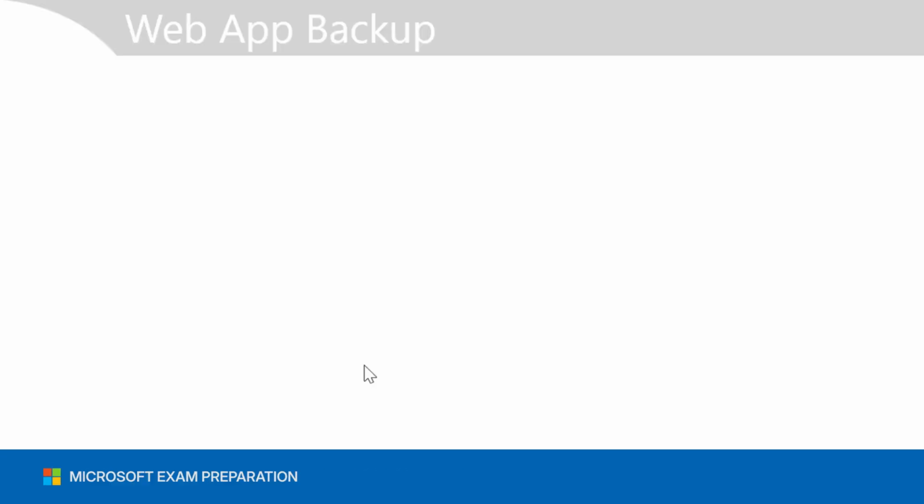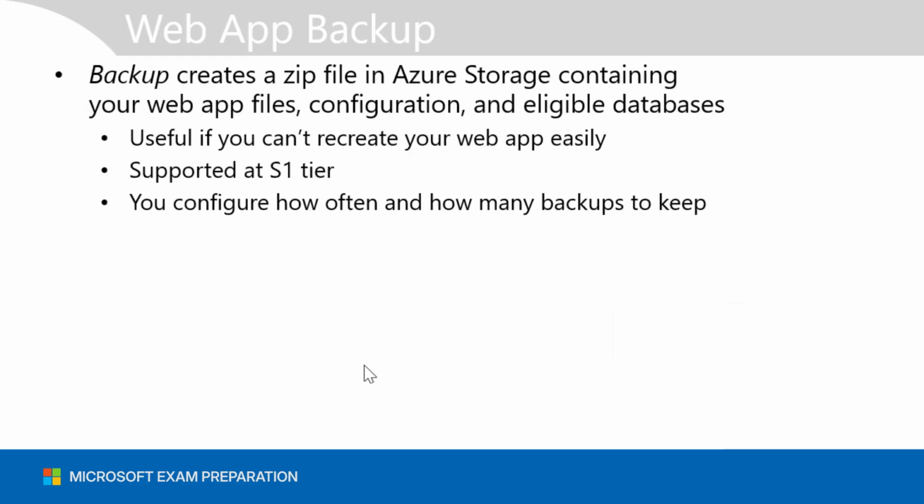Another feature to be aware of is web app backup. So backup creates actually a zip file in Azure Storage that contains a backup of the code for your web application, also configuration files, and possibly some eligible databases, depending on the kind of database you're using. If it's difficult to recreate your web app, it might be useful to set up backup so that it's easier to restore. It's supported at the S1 tier and above, so standard and premium, and then you can configure how often and how many backups to keep.